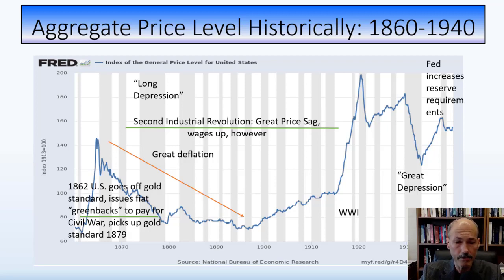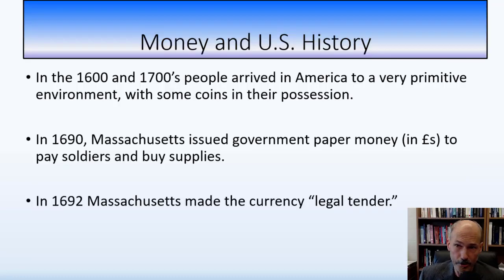Okay. Let's move forward and actually go back a little bit further in time. In the 1600s and 1700s, people arrived in America to a very primitive environment. They had some coins in their possession for trade, but most trade was through barter. And the problem with barter is you need a double coincidence at once. If you have chickens and you want some beef, you're going to have to find somebody who has beef but also wants chicken and wants to trade. That's called the double coincidence at once. It means that you spend most of your time trying to find somebody to trade with. And you may have to find a third party to trade with to make it easier.